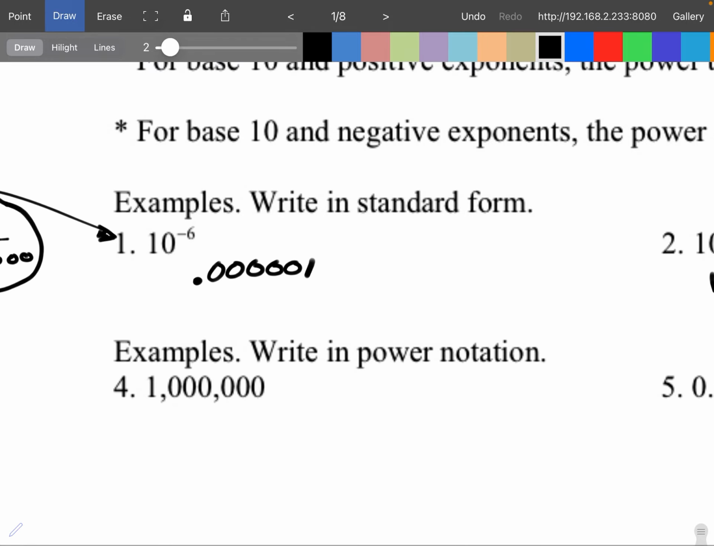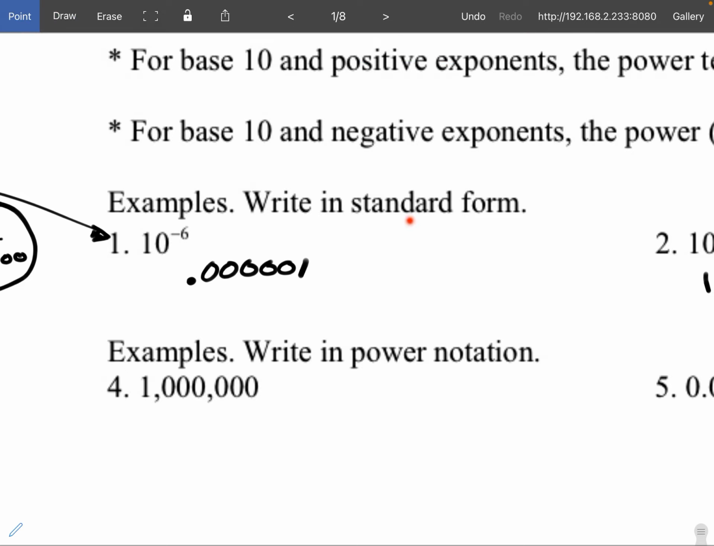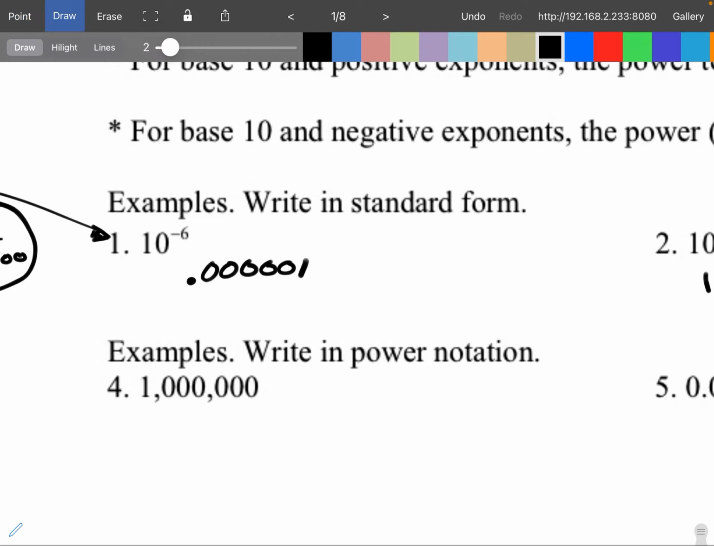I'll call on you. Now we're going to go the other way. What we just got done with was writing the number in standard form, which is actually just writing the number, okay? Now this is in standard form, number 4. We want to write it as a power of 10. So this would be 10 to what power? Yeah, he's got to count the zeros. It's just 10 to the 6th.